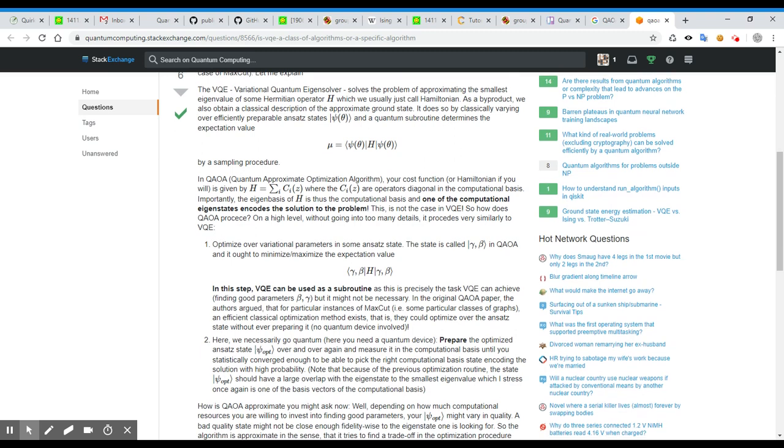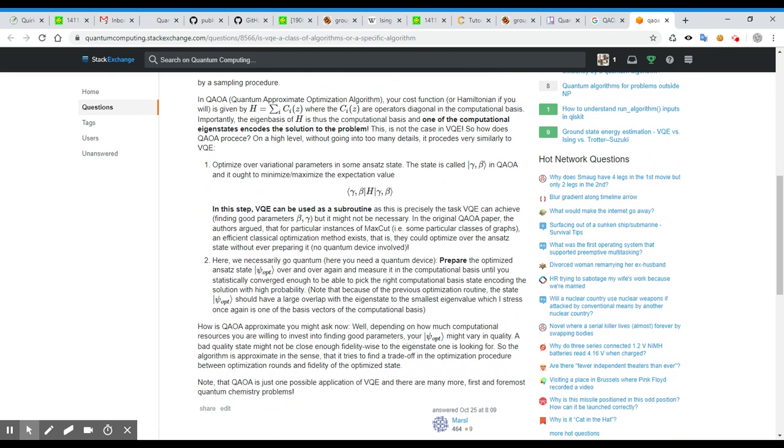Okay, so in this step you can use VQE as a subroutine. This is precisely the task a VQE can achieve, finding good parameters, but it might not be necessary. In the original QAOA paper, the authors argued that for particular instances of maxcut, an efficient classical optimization method exists, that is, they could optimize over the ansatz state without ever preparing it. Okay. Here we necessarily go quantum in the second step.